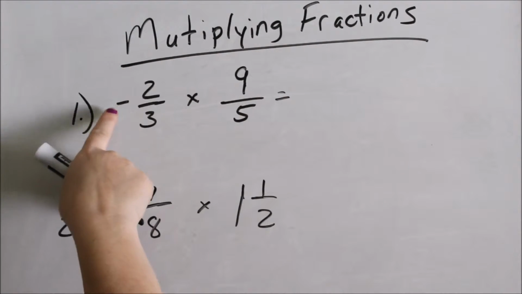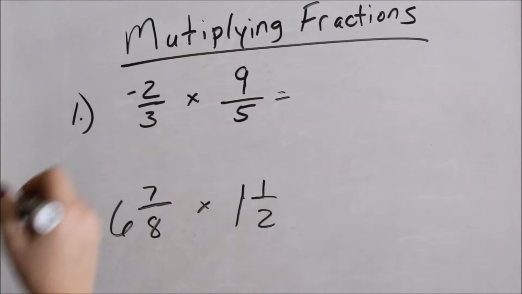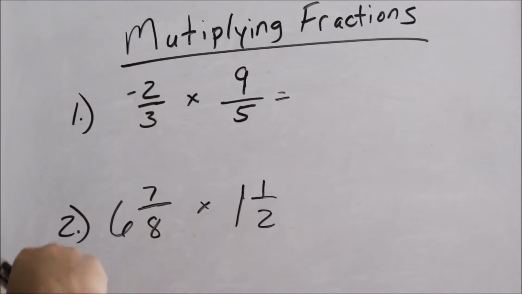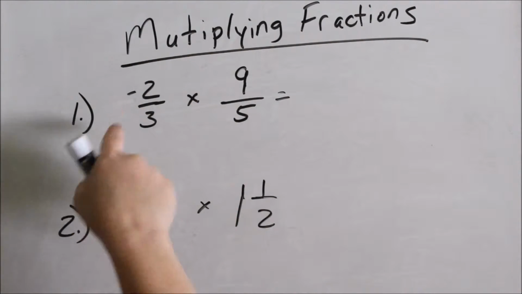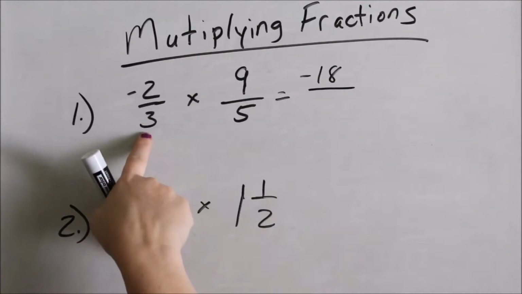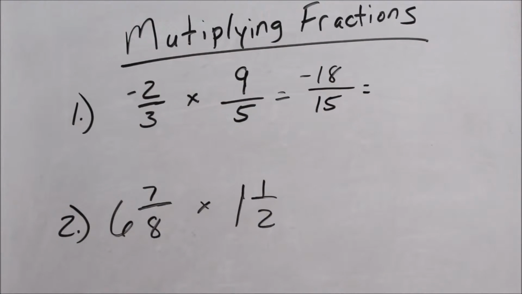I'm going to put this negative with the numerator, so I'm going to put that negative with the -2. So this would be a -2 times a +9. A negative times a positive is a negative. So -2 times a +9 is a -18. +3 times a +5 is a +15.